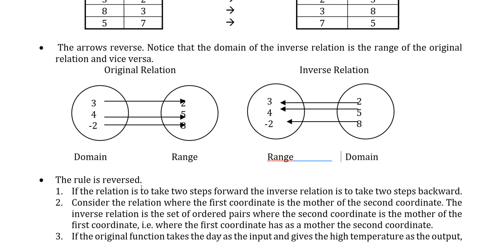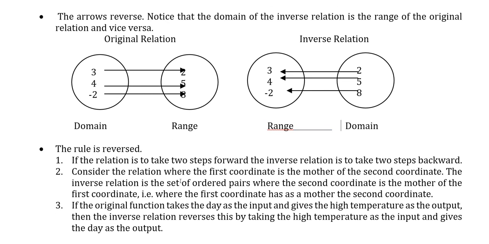Now, sometimes we give a relation by a rule. If a relation is, say, take 2 steps forward, the inverse relation is to take 2 steps backward. Consider a relation where the first coordinate is the mother of the second coordinate. The inverse relation is a set of ordered pairs where the second coordinate is the mother of the first coordinate. Or in other words, where the first coordinate has as a mother the second coordinate.